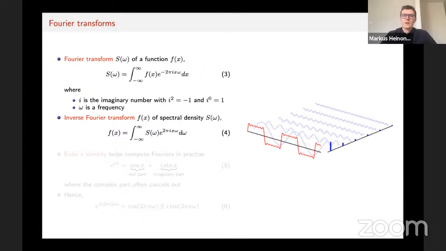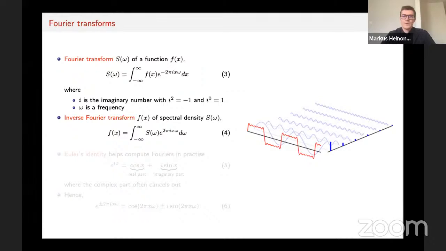So the main idea is that we have this exponential term, which defines various sinusoids with different frequencies, and then s are the weights of those sinusoids. Now, the inverse Fourier transform says, how do we get the function if we know the spectral density? The Fourier transform says, how do we get the spectral density if we know the function? They are dual, so we can go back and forth here. In this figure, the red one is the function f of x. The blue bars are the spectral density, s of omega. And each of those blue wavy lines is a different frequency component represented by the exponent.